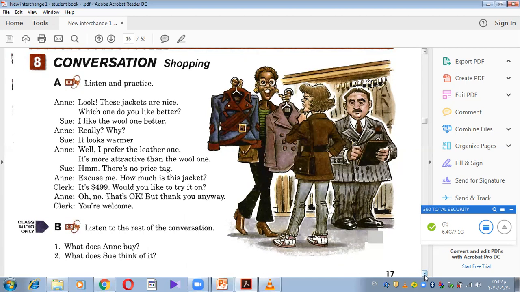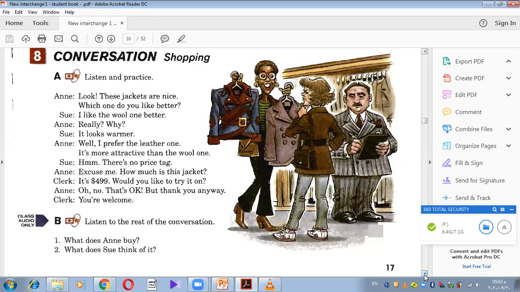Page 17, Exercise 8, Part B. Listen to the rest of the conversation. 1. What does Anne buy? 2. What does Sue think of it? Wow, that jacket is really expensive. I don't want to spend that much money. Oh, look, there are some things on sale over there. Ooh, you're right. These t-shirts are really nice, and they're cheap too. I like this one with the bird on it. That is nice. And the colors are really pretty. Great. I'll take it.